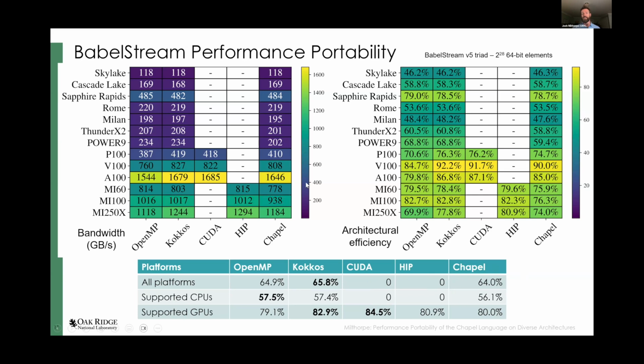And unsurprisingly, the best performance for the stream benchmark comes from the platform, the A100 GPU, that has the highest memory bandwidth. That's the best raw performance. But we can look at the architectural efficiency for different platforms, and you will notice that the NVIDIA GPUs do tend to achieve a higher proportion of their vendor specified bandwidth than, say, some of the CPU platforms.